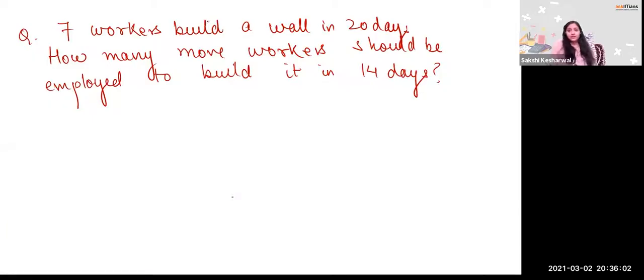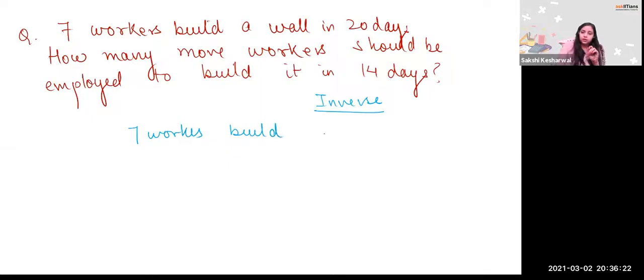Okay, first it says that 7 workers can build in 20 days. He has to build a wall. So if you are going to increase the number of workers, what has to happen? The number of days will be decreased. So this is what, beta? Inverse, right or not? This one is inverse. So it says that 7 workers build in how many days? Build in 20 days.